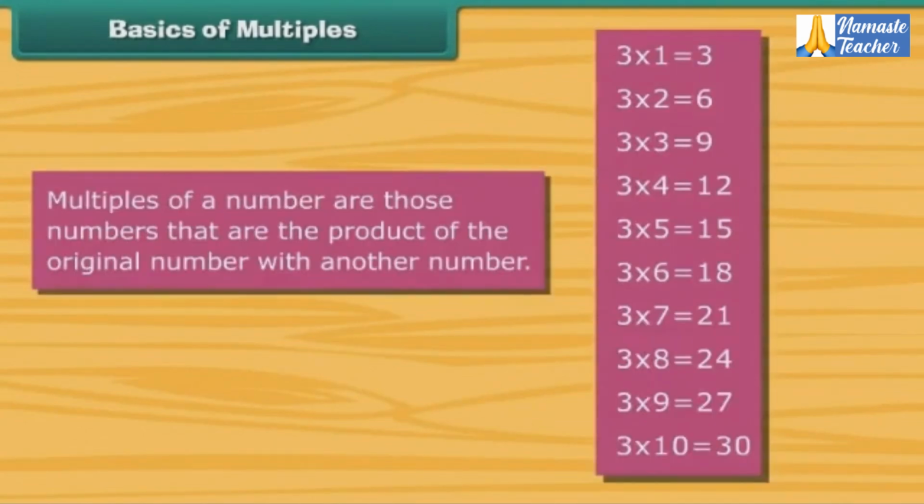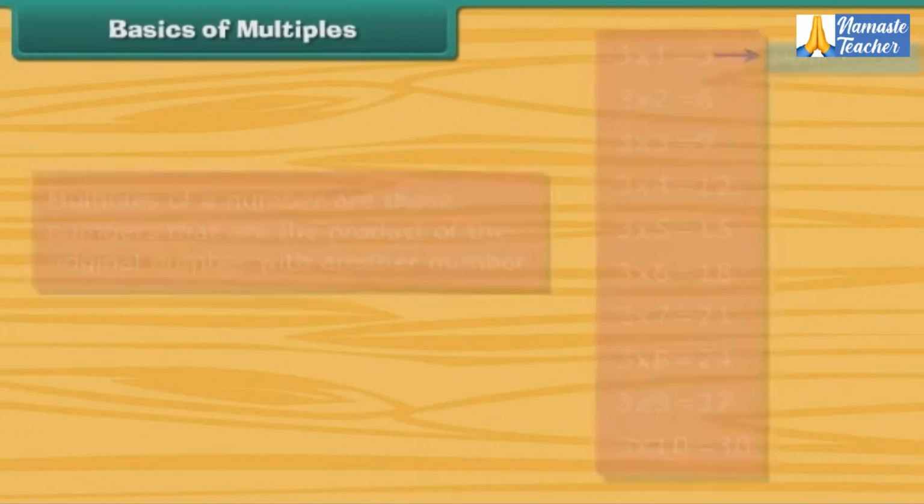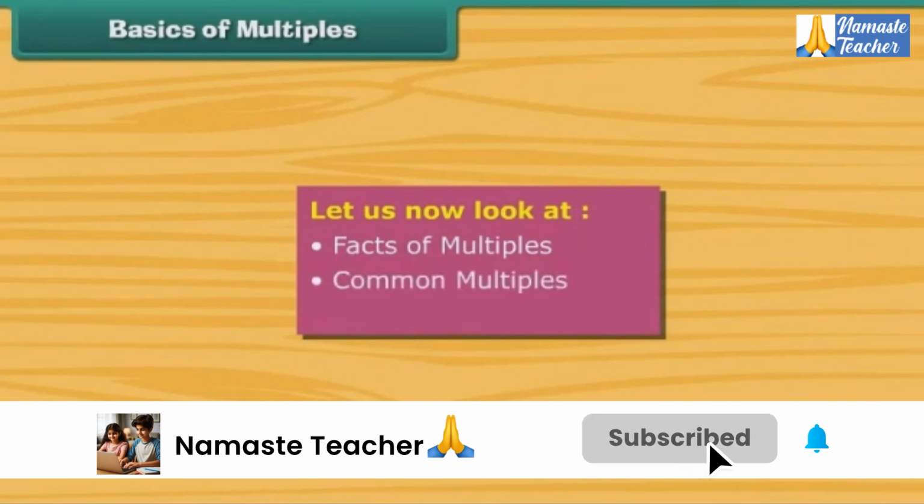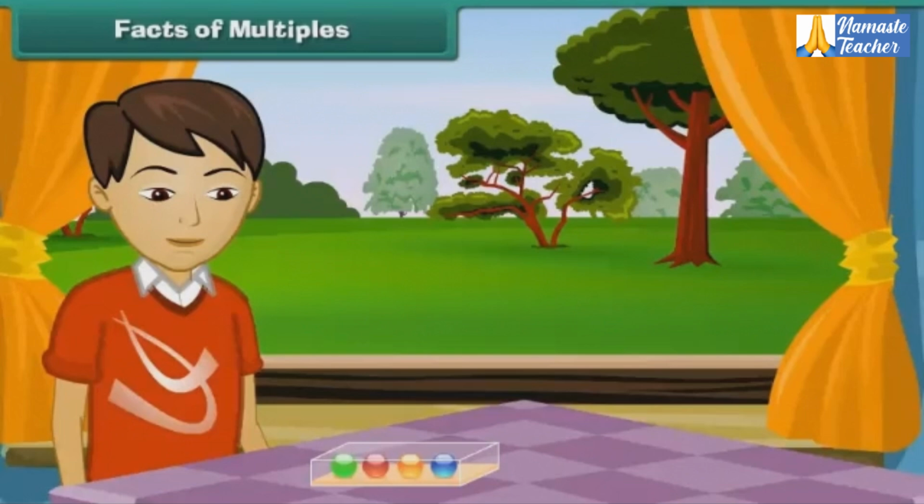Basics of multiples. Multiples of a number are those numbers that are the product of the original number with another number. In order to understand multiples better, let us now look at facts of multiples, common multiples, applications of multiples. Facts of multiples. We will now learn some interesting facts about multiples.